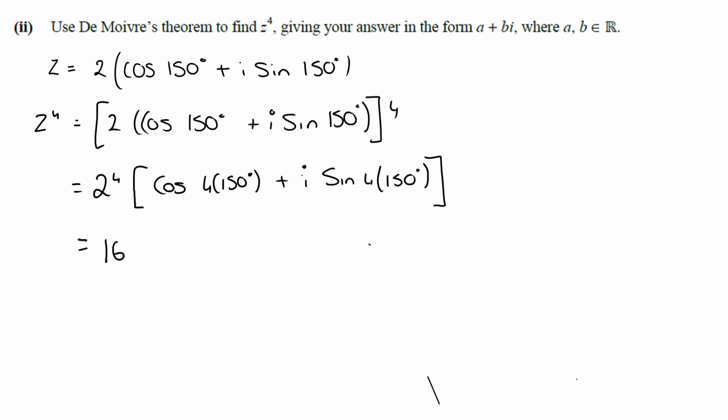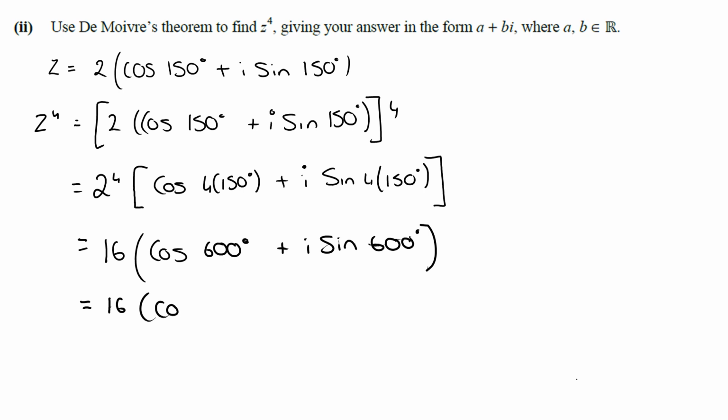So we get 16 cos, and that gives us 600 degrees plus i sine 600 degrees. Now, I would always think about rotations. This can all be done on your calculator, but while we're doing it as an example, think of it in terms of rotation. 360 degrees is one rotation, so if I take away one rotation, I'll get the same angle. So 600 degrees is the same as 240.